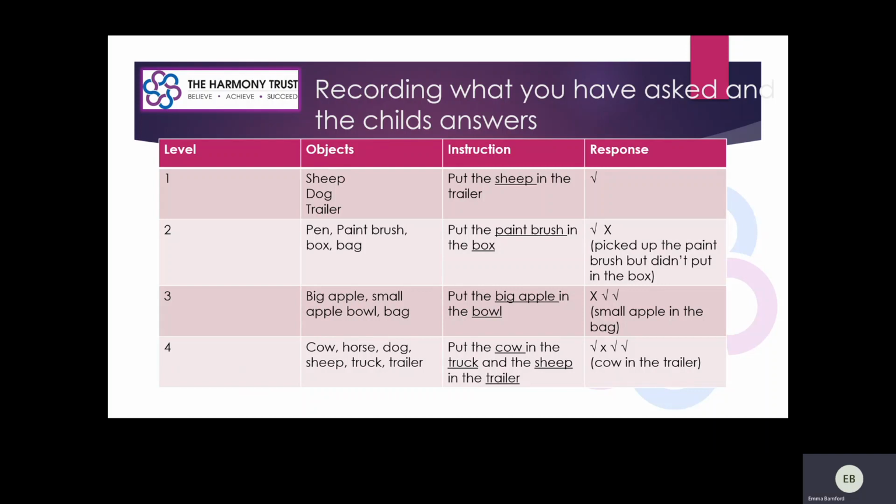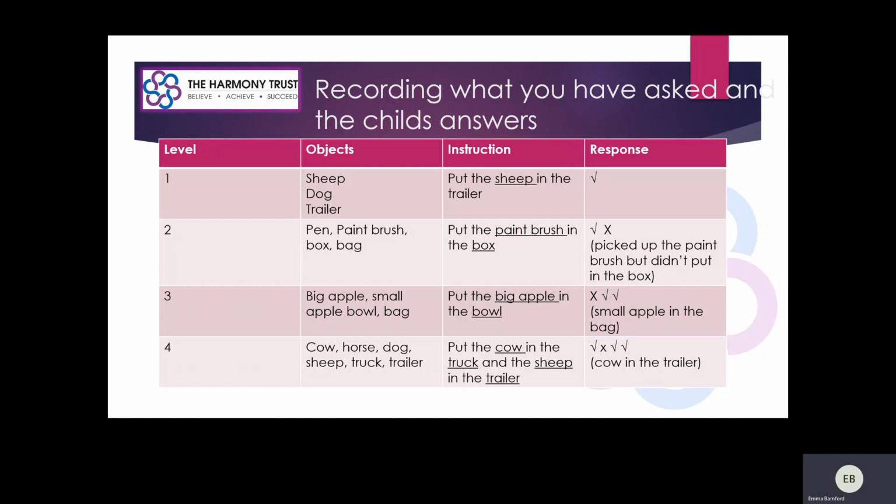I thought it would be helpful to give you an example of how I would record what we've asked the child and then the child's answers. So I've given you an example for every level here. So level 1. The objects you might have are a toy sheep, a dog and a trailer. And you might decide that your instruction you would like to ask is put the sheep in the trailer. You underline the key word or the information carrying word, so that's sheep.